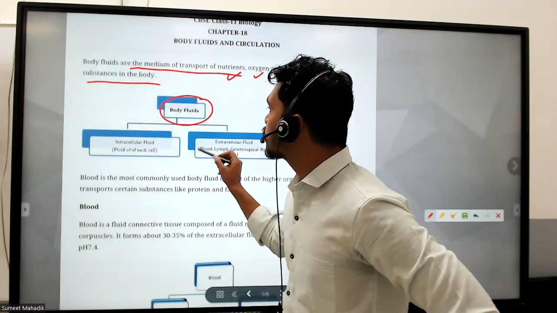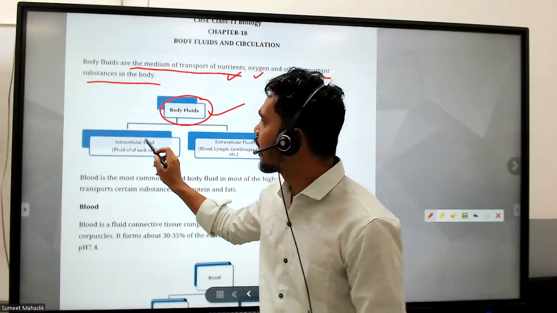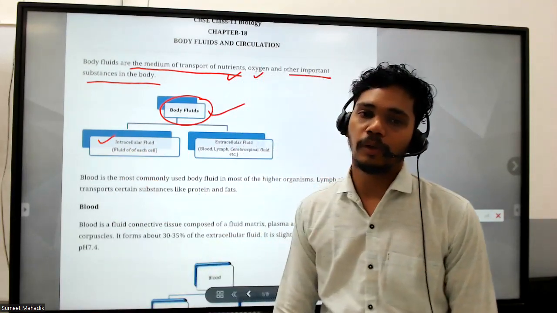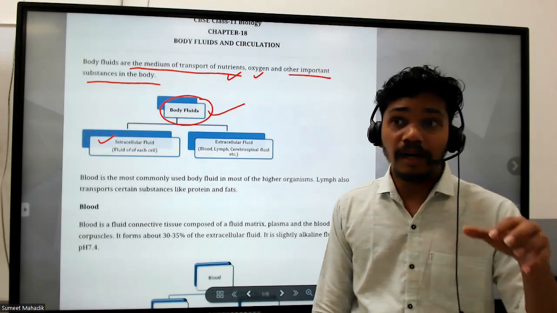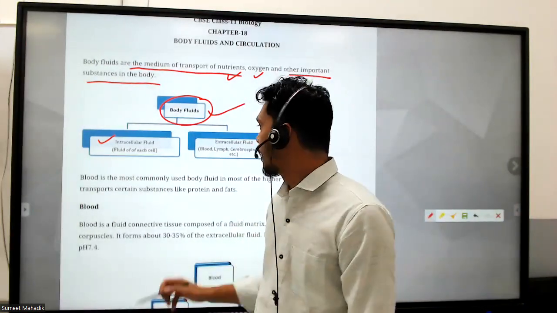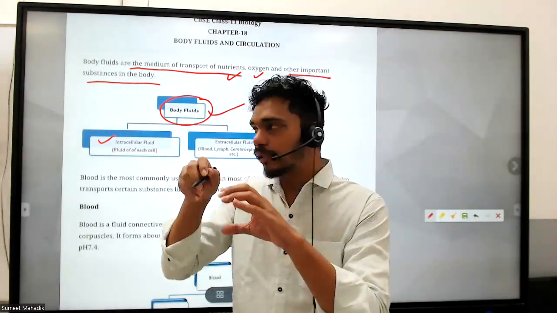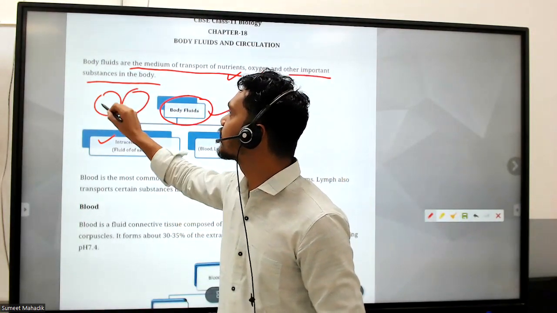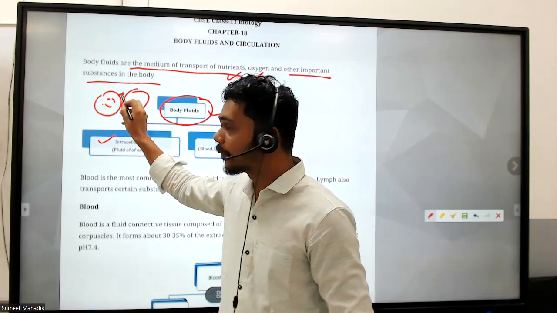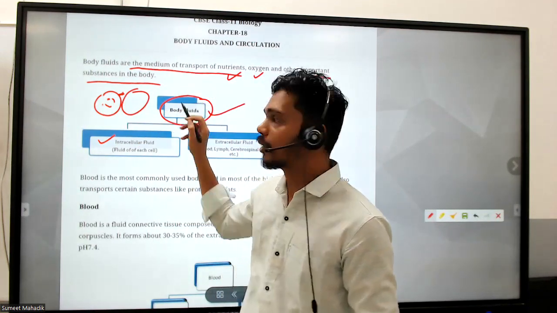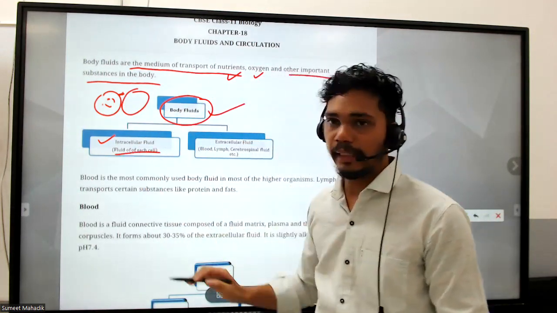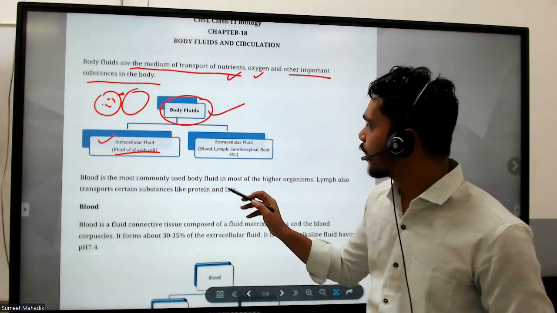Okay. So let's talk about the body fluids. There is intracellular fluid. What is intra? I told you intra means within, inside, and inter. See, this is a cell, this is a cell. This is intra. Inter is between this and that, and extra is outer. So, the fluid of each cell, the cytoplasm, is counted as intracellular fluid.